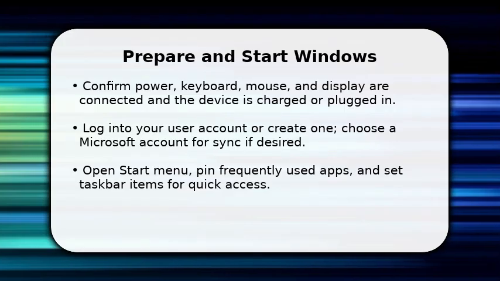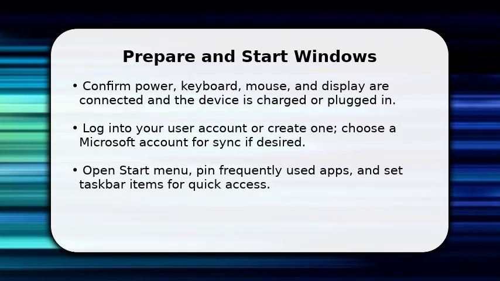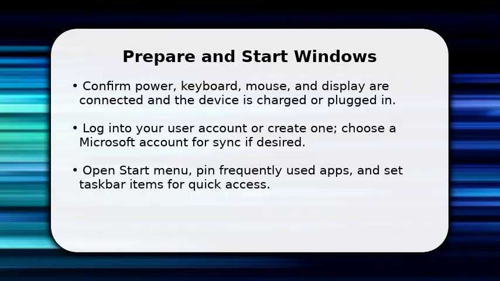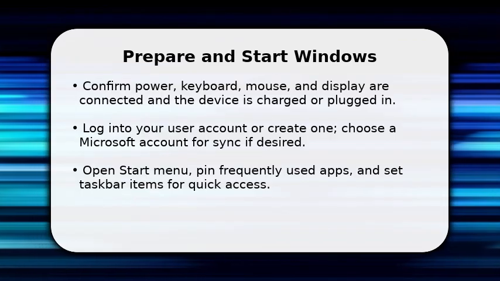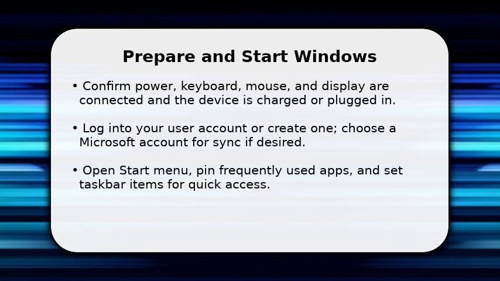Power on the PC and sign in with your user or Microsoft account so settings sync. Once logged in, open the Start menu and pin core apps you need. This makes navigation immediate. Make sure your network is connected so Windows can activate and fetch updates. Activation avoids feature limits. Finally, set your preferred display scaling and power plan so performance and battery suit your workflow. These prerequisites prevent interruptions as you continue.